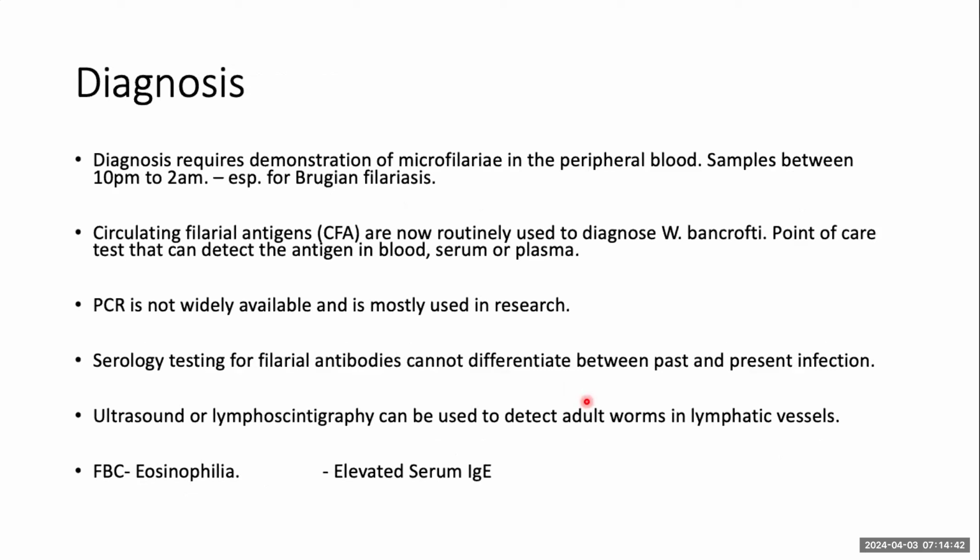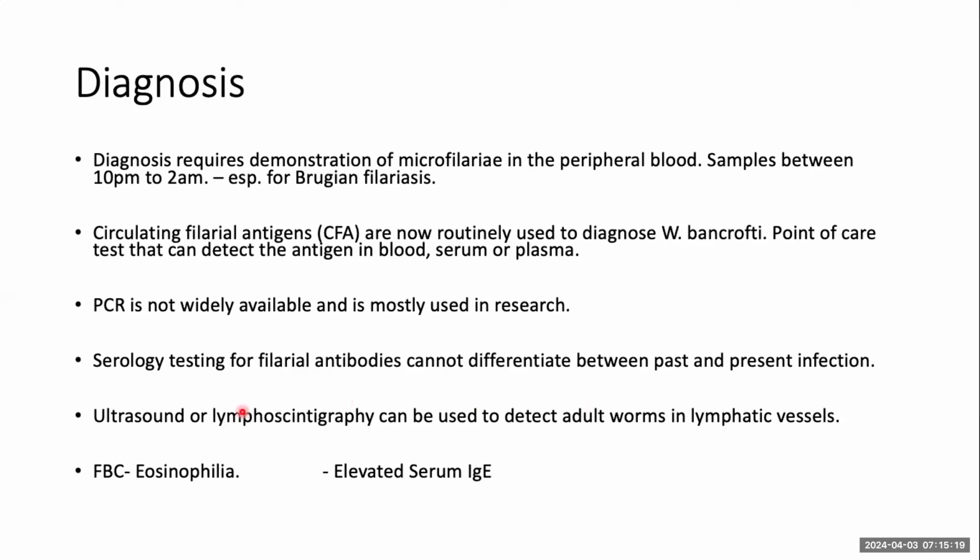How do we make a diagnosis of lymphatic filariasis? Diagnosis requires demonstration of microfilaria in the peripheral blood, especially for the Brugian species. The circulating filarial antigen test, like I said, has almost become the standard for diagnosis of Wuchereria bancrofti, but it does not pick up the Brugian worms. It's a point of care test and can detect the antigen either in blood, serum, or plasma. So this can be done anywhere, at the patient's bedside, and it's quick, you get the results almost immediately. I've mentioned the others earlier.